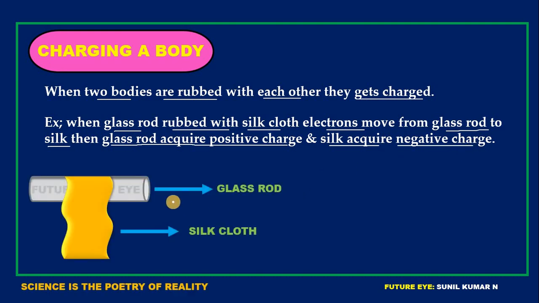Look at the figure here. I have taken a glass rod as well as silk cloth. So now if we rub these together for some time, both get heated up. The electrons which are present in the glass rod move to the silk. And you may ask why electrons only have to move.